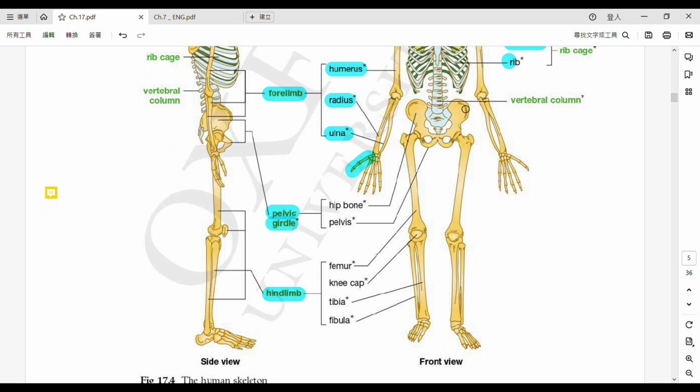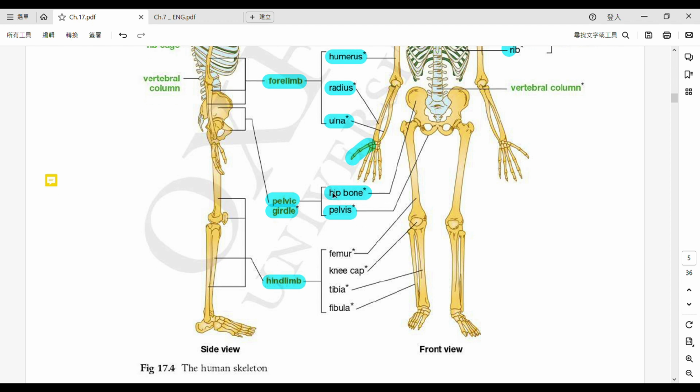And again, this thicker bone, this area, we always call it the hip. Not difficult. This one is the hip bone, in Chinese 臀骨. Then we also have this pelvis. Pelvis is also a very typical word in Chinese, the 盤骨 or 骨盤. So read it: hip bone, pelvis.